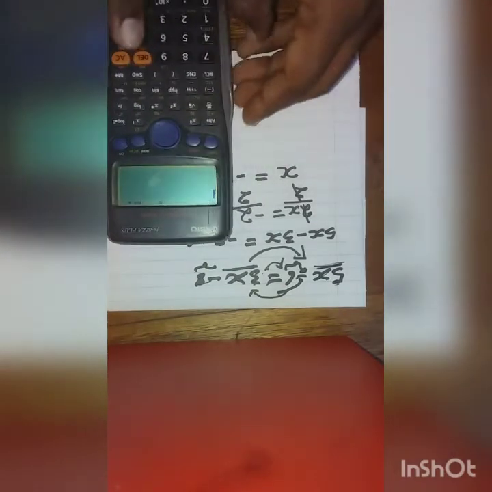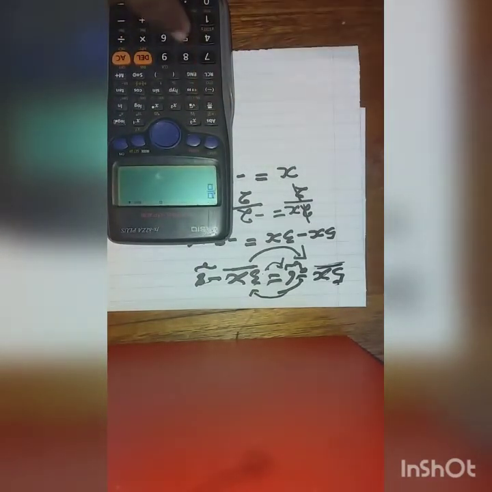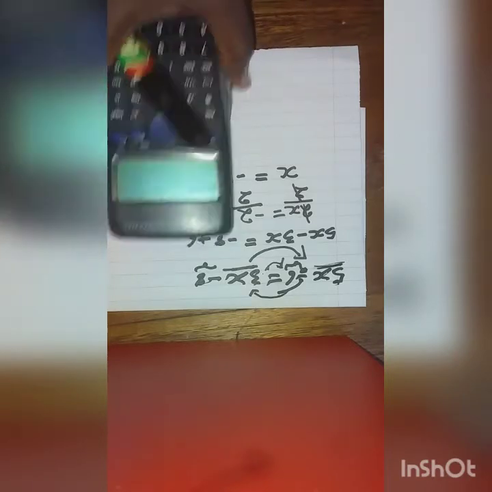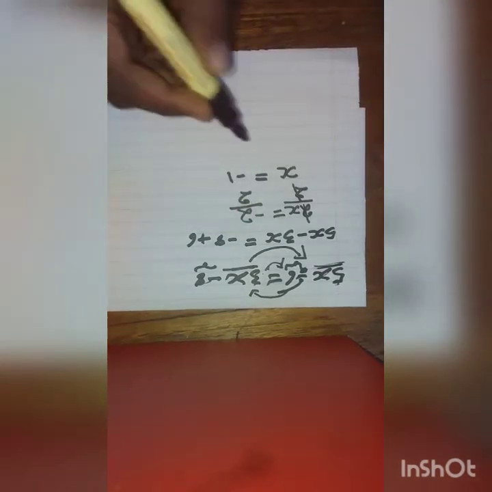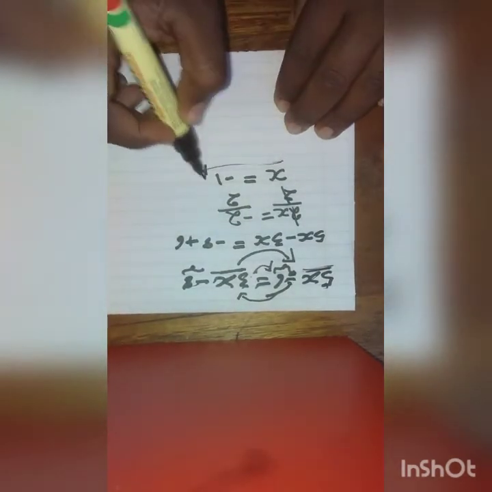Let me just do it here so that you can see it. Negative 2 over 2. It's negative 1. So yes, that's it.